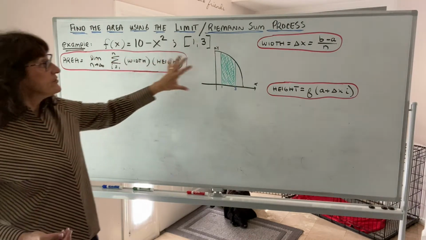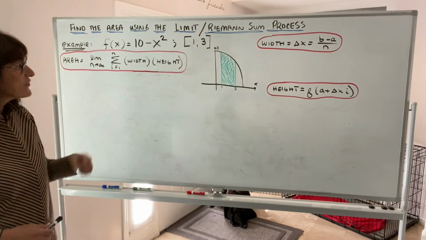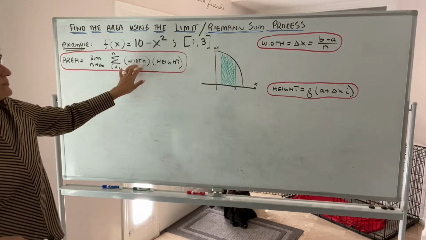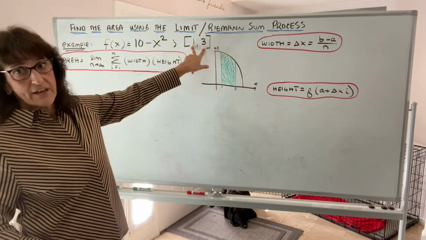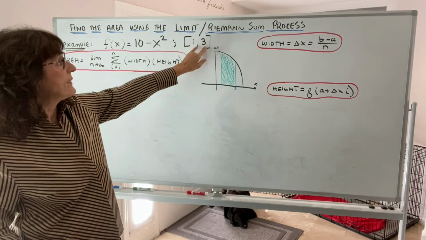And what it's going to do is converge for us onto the exact area under the curve. Here's how the formulas work. To compute the width, very formula driven, we're going to subtract the endpoints. So it's b minus a over n. Your left bound is a and your right bound is b.